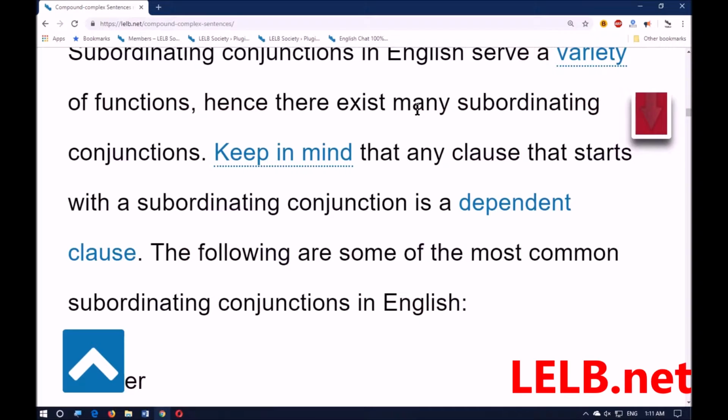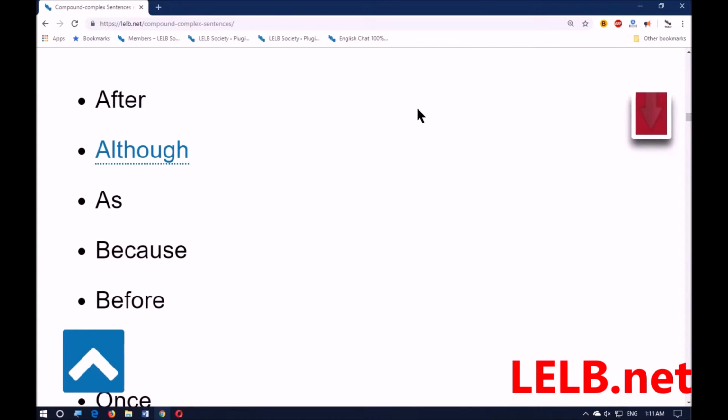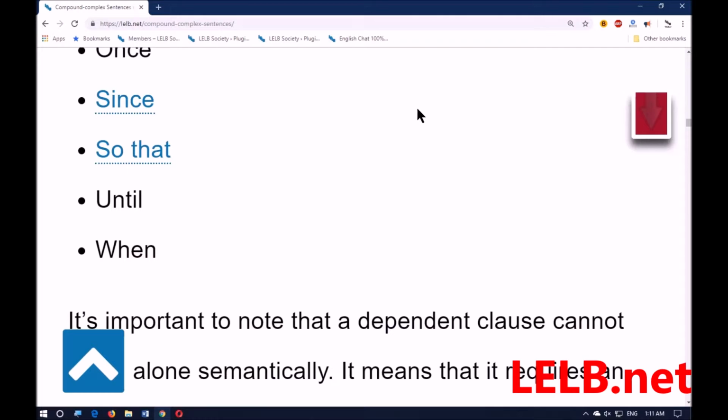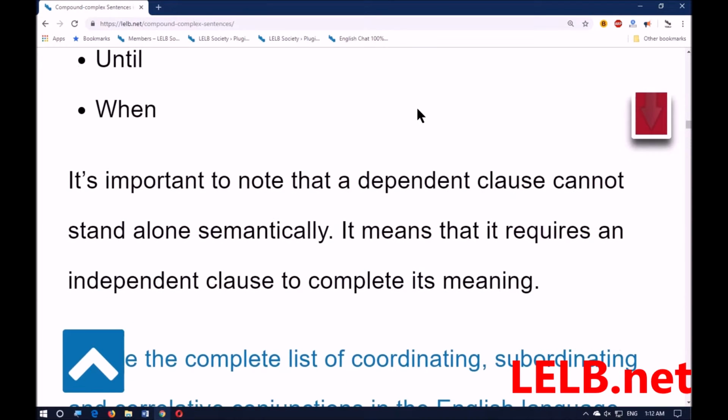What is the meaning of this? How could this sentence be self-sufficient: despite all the problems or difficulties? The listener needs further information. The following are some of the most common subordinating conjunctions in English: after, although, as, because, before, if, once, since, so that, until, when. I told you these are the most frequent ones, not all of them. It's important to note that the dependent clause cannot stand alone semantically. It means from a meaning point of view that it requires an independent clause to complete its meaning.